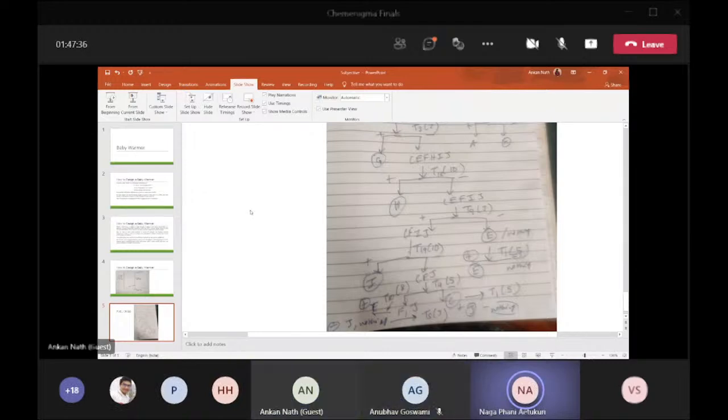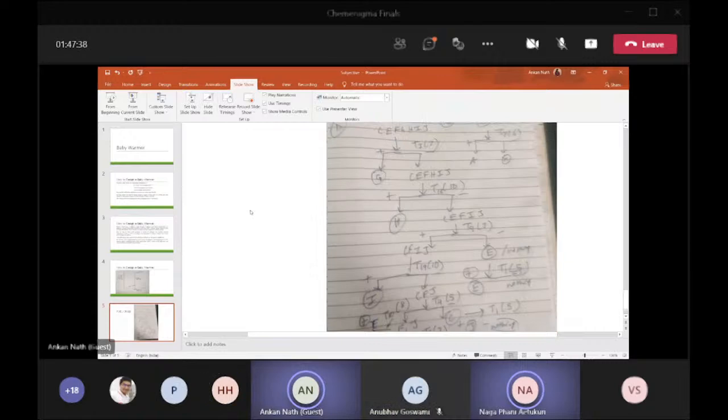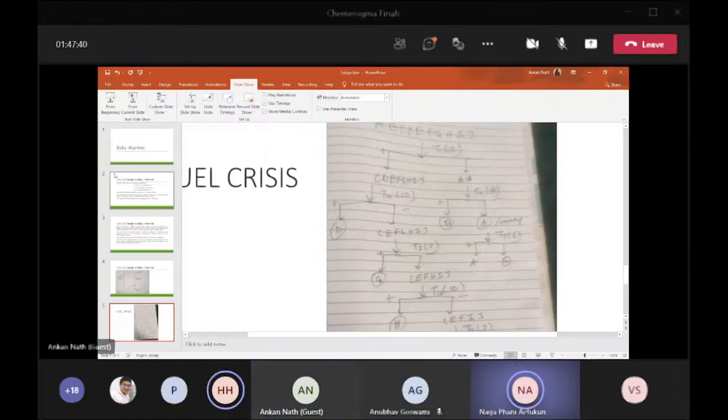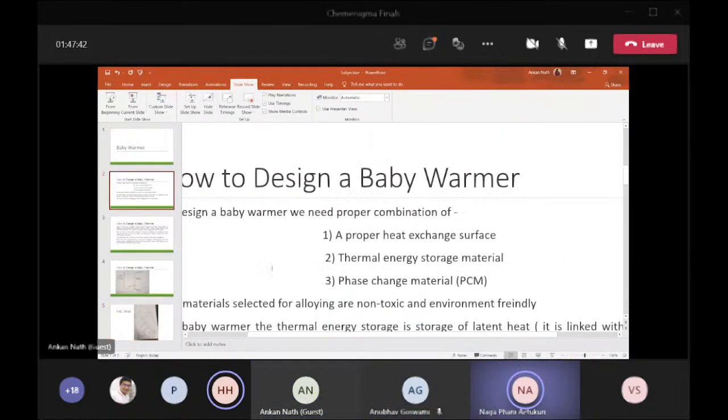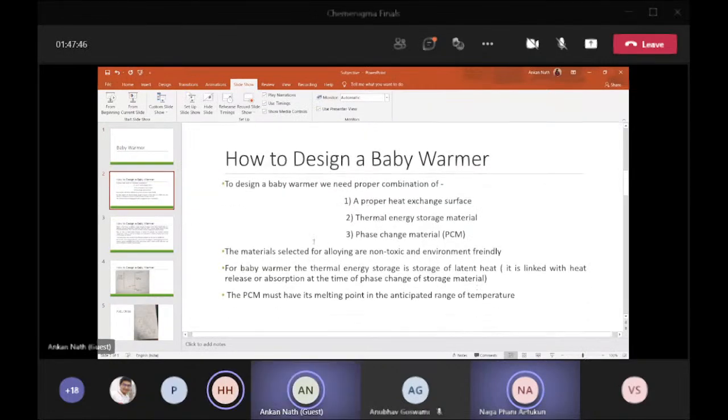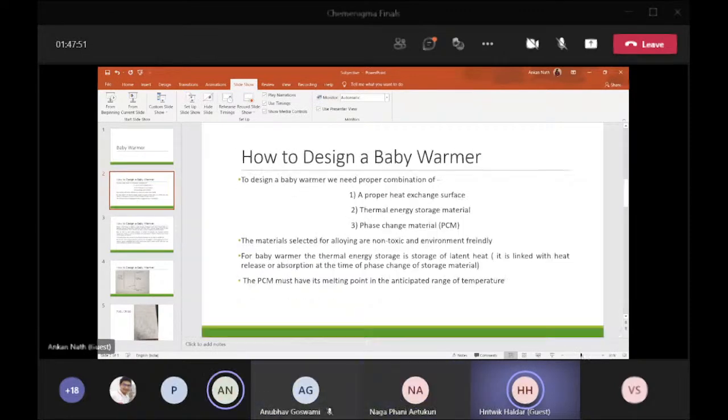So guys, for the question on the baby warmer, did you... I think the question is similar to what I asked the other participants. Did you look at certain specific materials? Yes, I searched in the literature, but I did not mention it here.